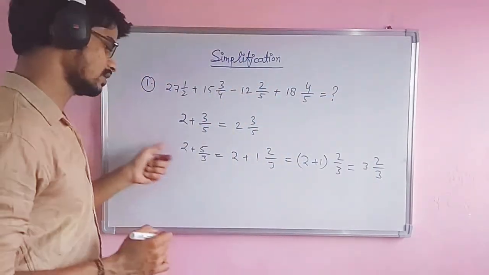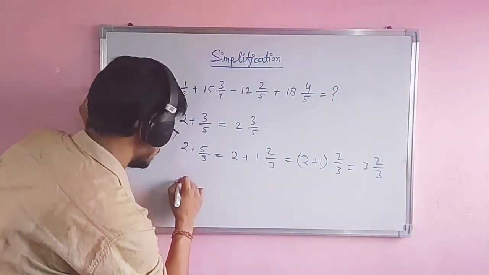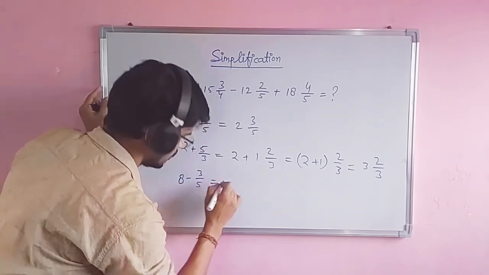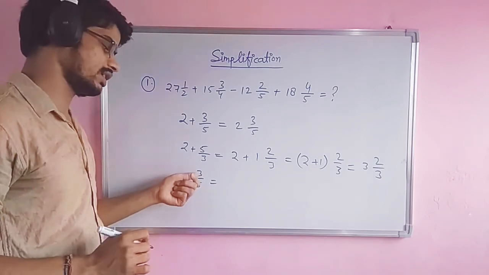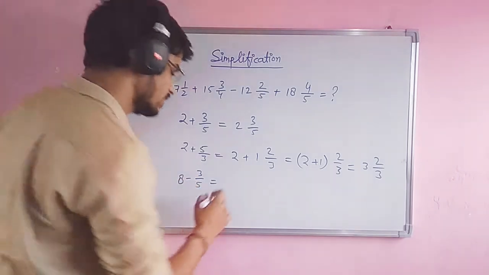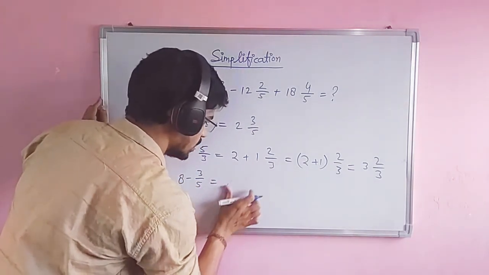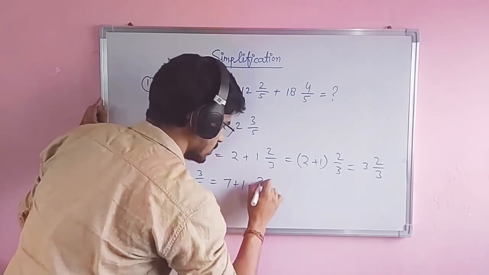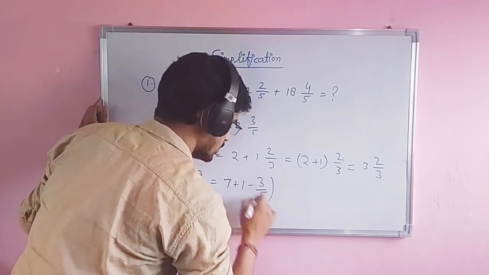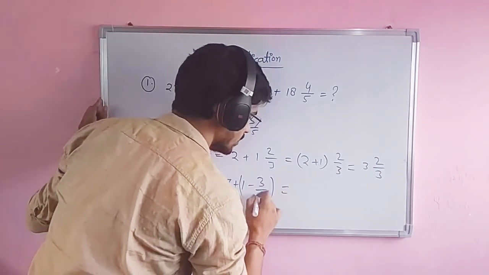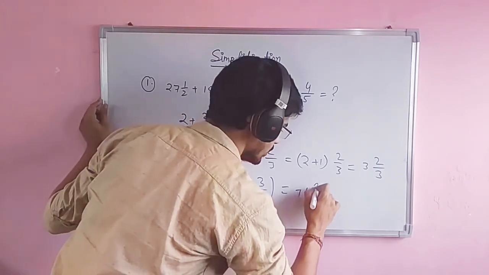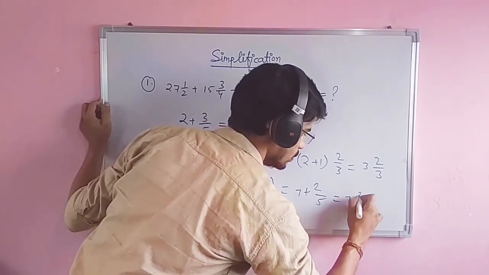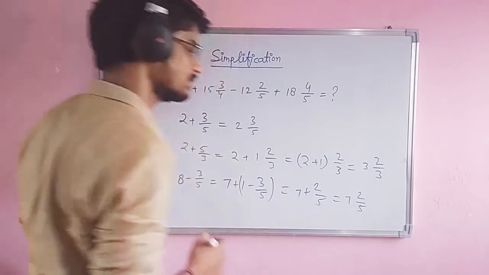Next is 8 minus 3 upon 5. This is a proper fraction, so we write 8 as 7 plus 1, minus 3 divided by 5. Consider this one: 1 minus 3 by 5 is equal to 2 by 5, so 7 plus 2 by 5, and we write directly 7 2 by 5. Clear?